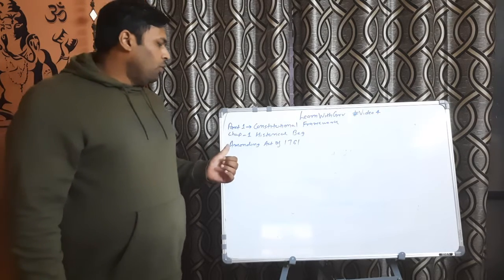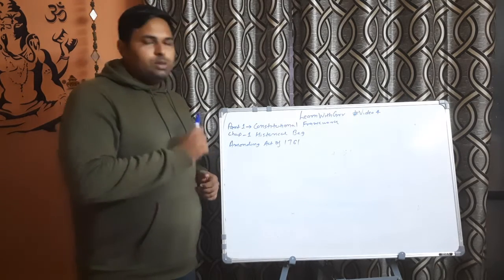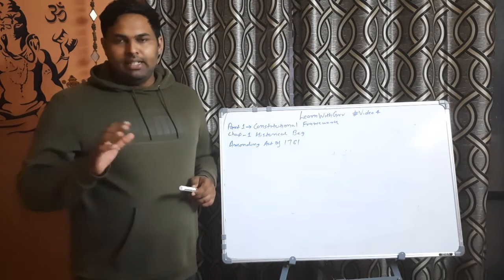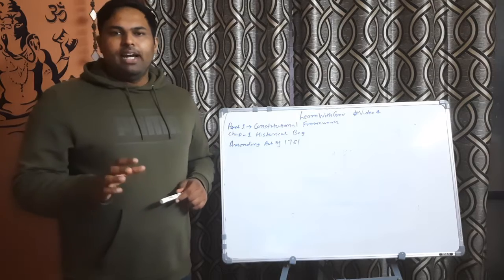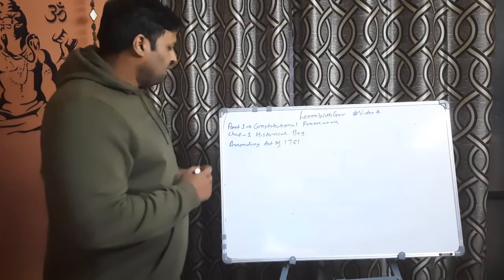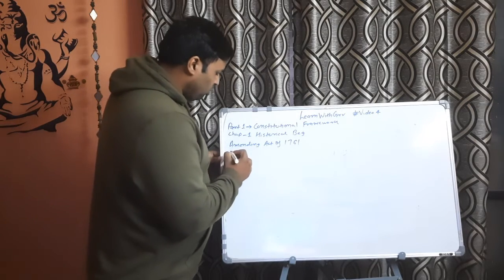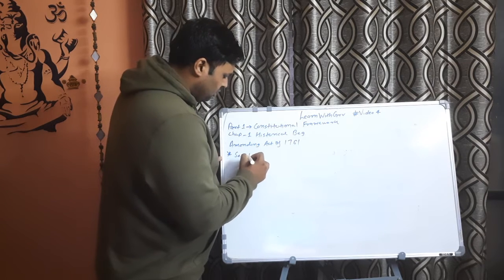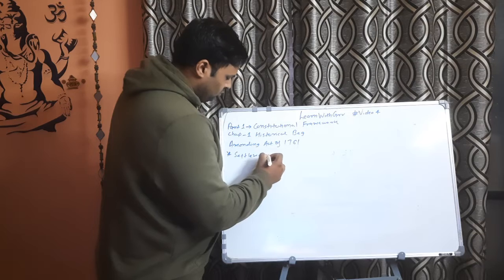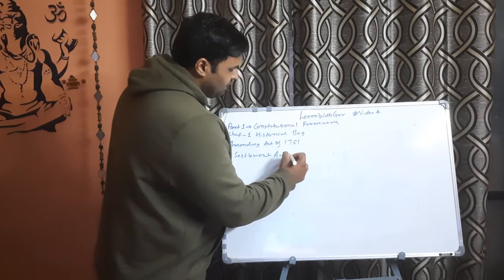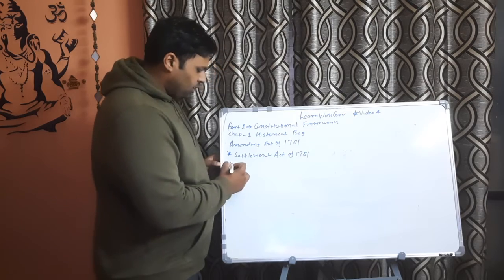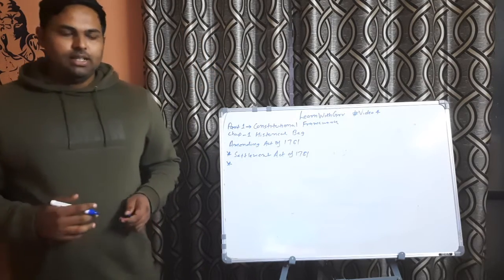Now, talking about the Amending Act of 1781, this was brought by the British government in order to rectify the mistakes that they did in the Regulating Act of 1773. This act is also known as the Settlement Act of 1781. Now let us see what were the key features of this act.